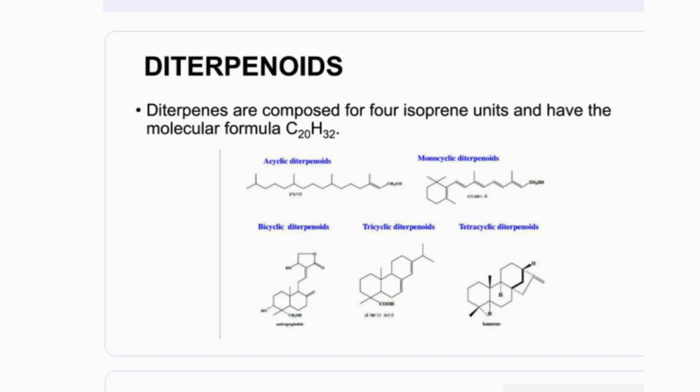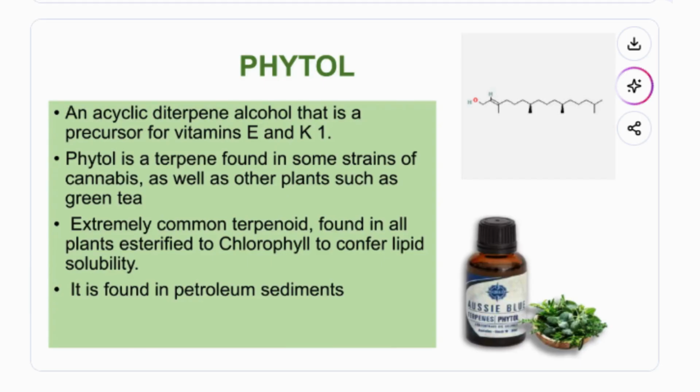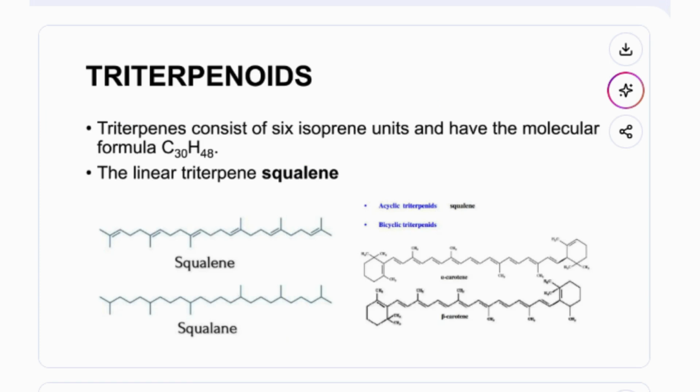Another example is the diterpenoids. Diterpenes are composed of four isoprene units and have the molecular formula C20H32. They are arranged in different forms with respect to their combination. Phytol is an acyclic diterpene alcohol that is the precursor for vitamins E and K. Phytol is a terpene found in some strains of cannabis as well as other plants such as green tea. It is an extremely common terpenoid found in all plants, especially in chlorophyll, to confer lipid solubility. It is found in petroleum sediments.